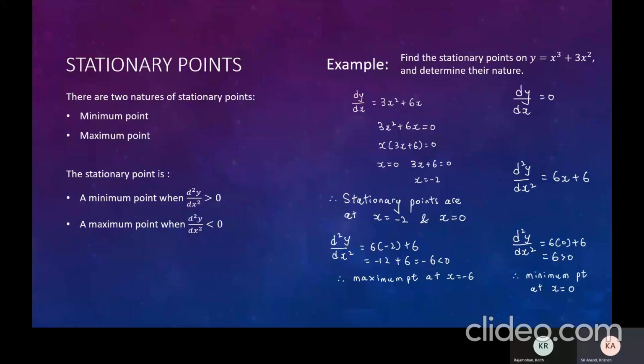Lastly, we sub both coordinates in. Since subbing x equals -2 gives us a second derivative less than 0, that means that there is a maximum point at x equals -2. And since subbing x equals 0 gives us an answer more than 0, that means that the minimum point is at x equals 0.